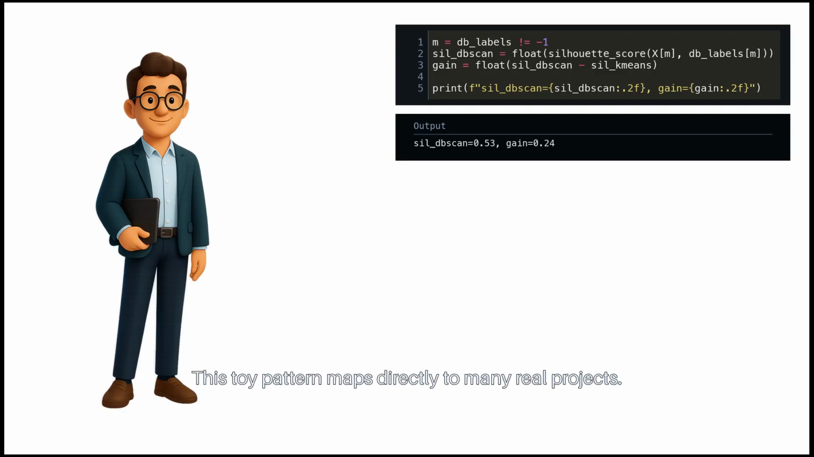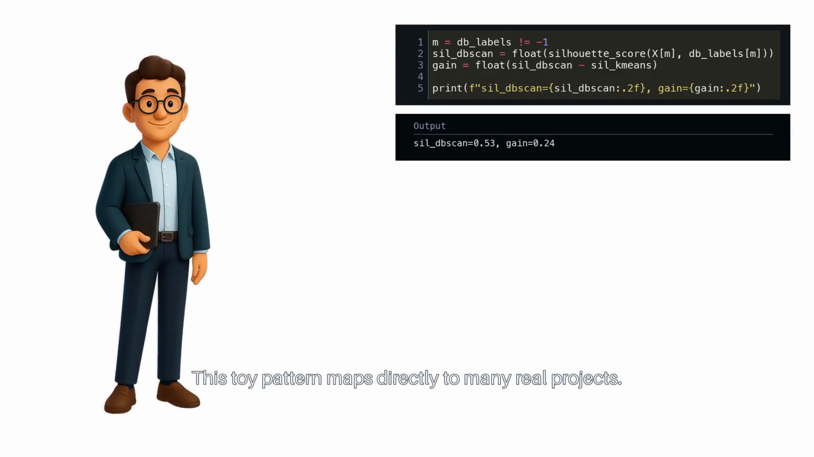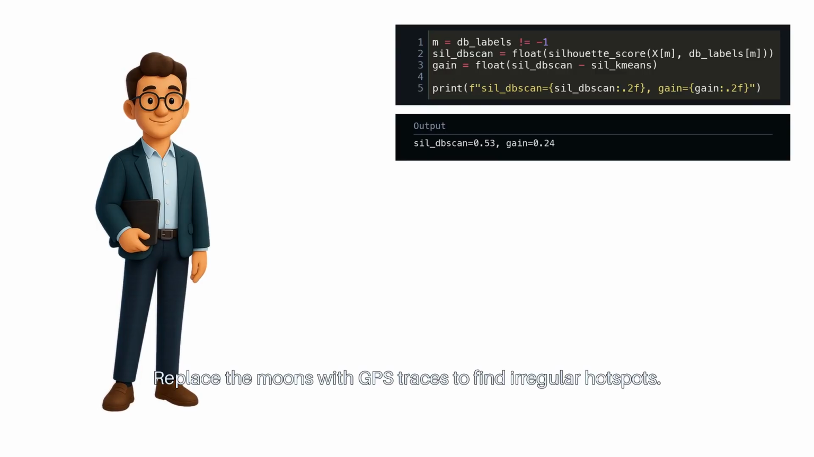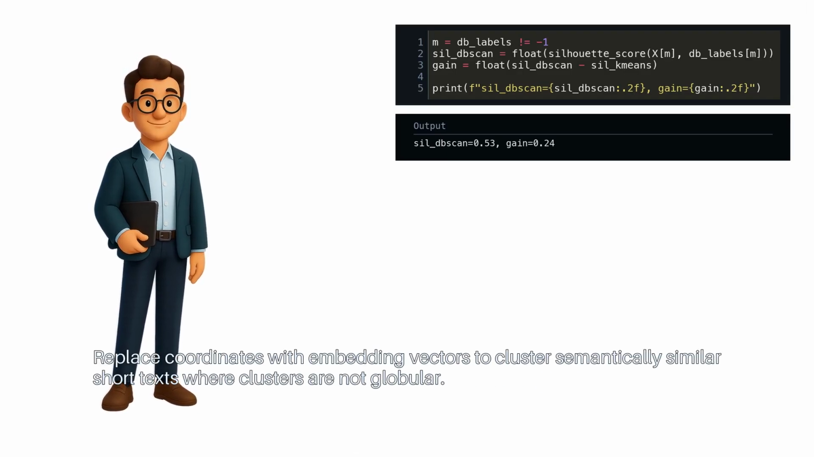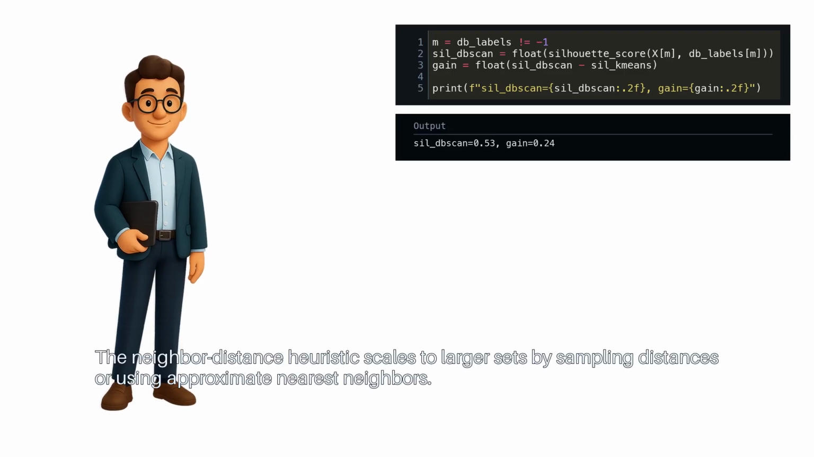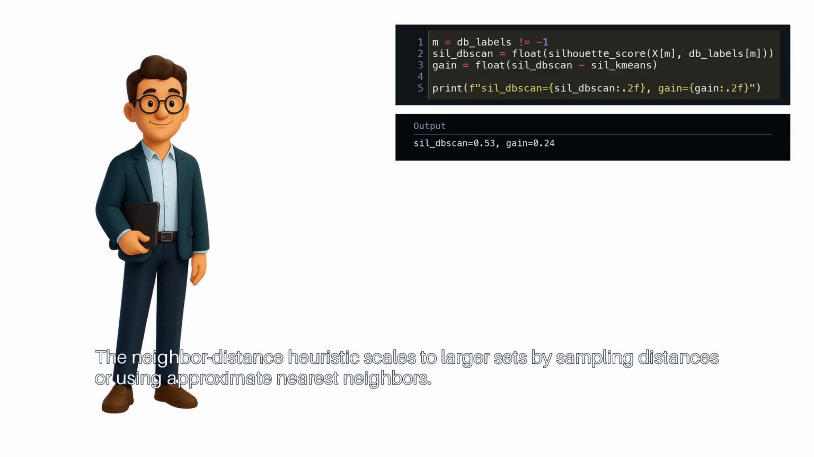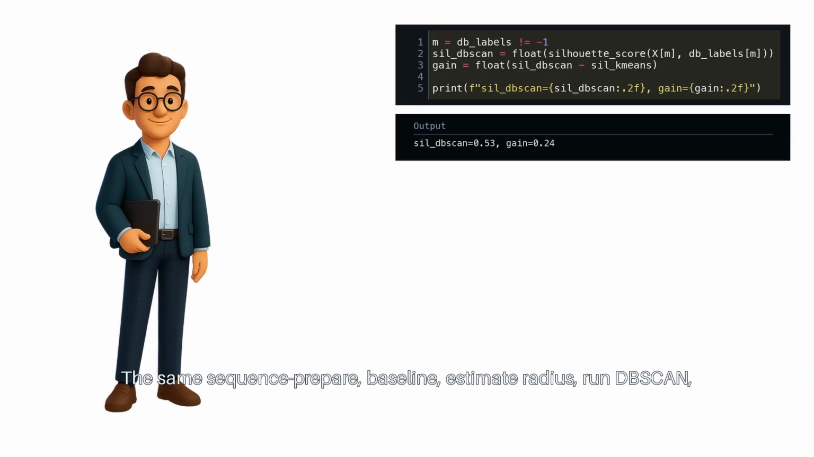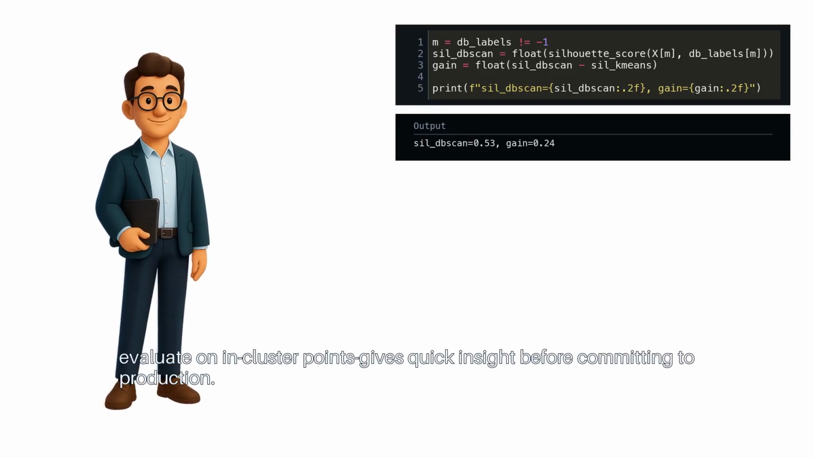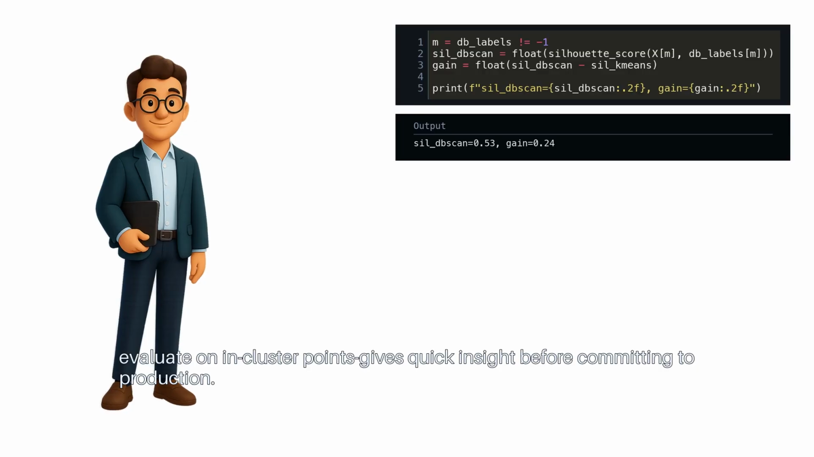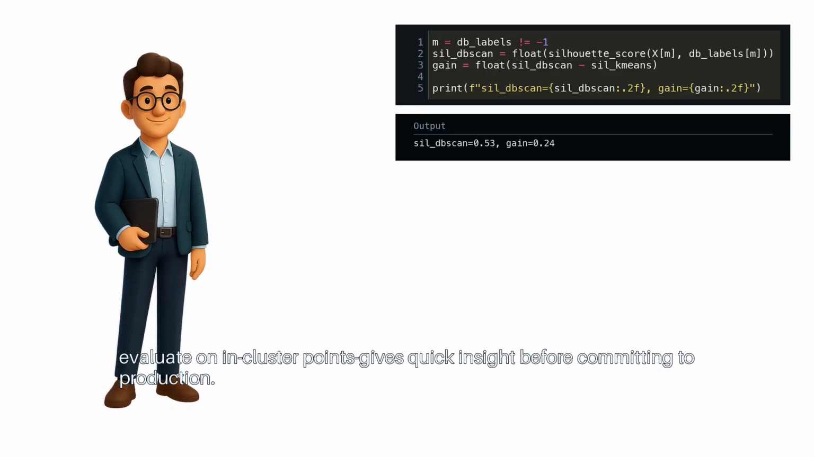This toy pattern maps directly to many real projects. Replace the moons with GPS traces to find irregular hotspots. Replace coordinates with embedding vectors to cluster semantically similar short texts where clusters are not globular. The neighbor distance heuristic scales to larger sets by sampling distances or using approximate nearest neighbors. The same sequence: prepare, baseline, estimate radius, run DBSCAN, evaluate on in-cluster points, gives quick insight before committing to production.